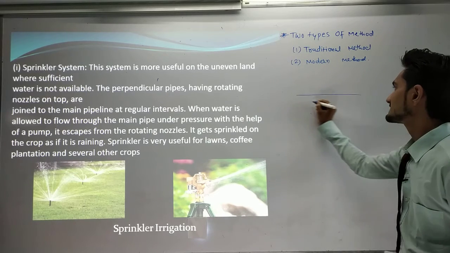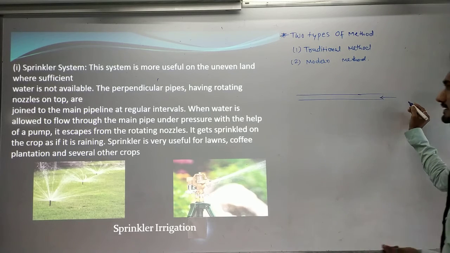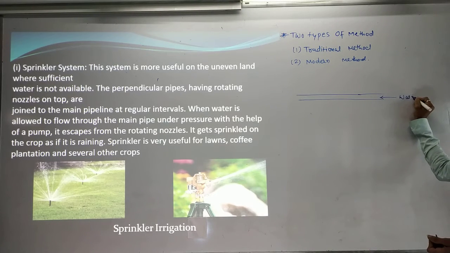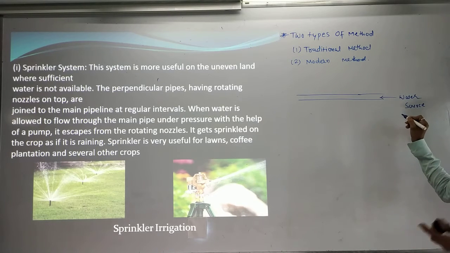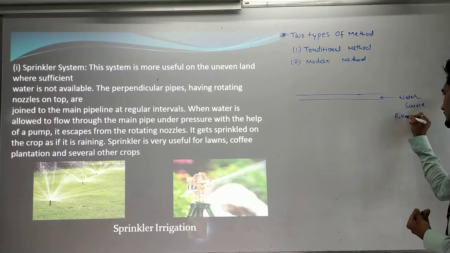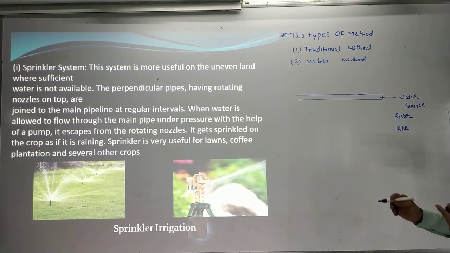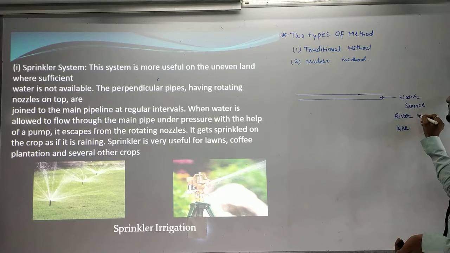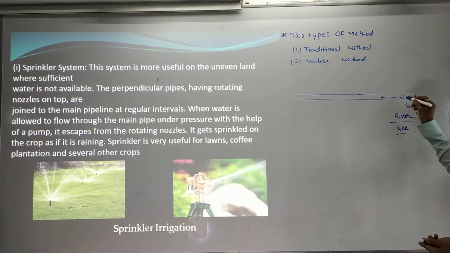The main pipe is like that, coming from the water. Here it is, the water source is available. Whatever the water source is, sometimes it will be a river, sometimes a lake, sometimes other sources will be available. We are just looking at the two sources available. So here the water is circulated.